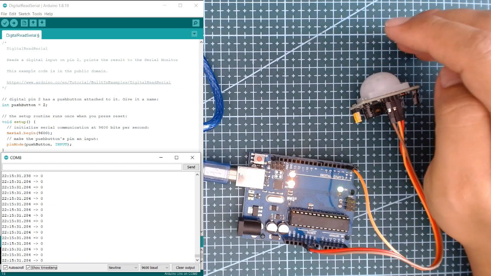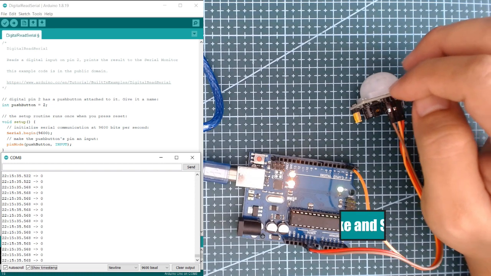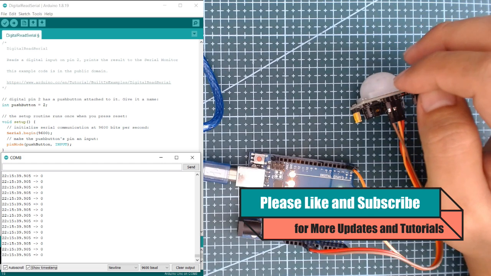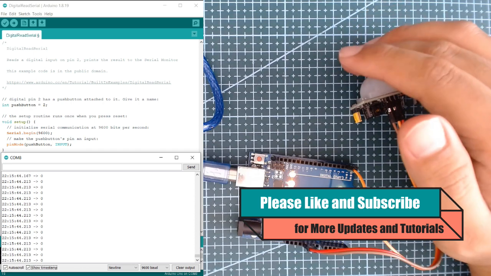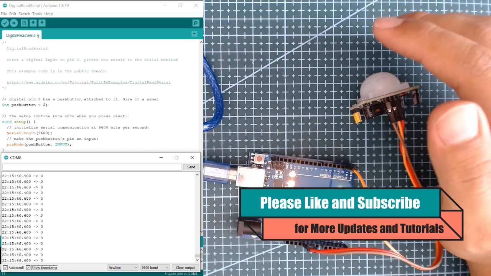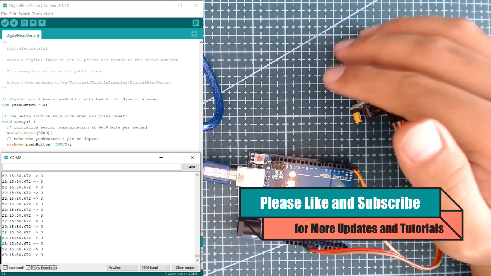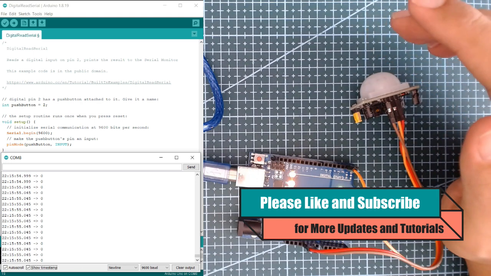Since we have set the time of the motion sensor to the shortest time possible, the output of the sensor is roughly 1 to 2 seconds before going off again.